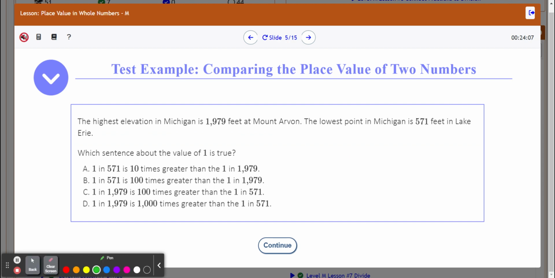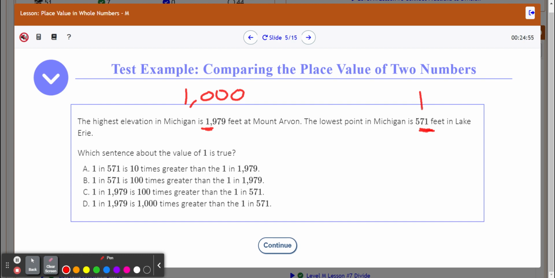Here it says the highest elevation in Michigan is 1,979 feet at Mount Arvon. The lowest point in Michigan is 571 feet in Lake Erie. Which sentence about the value of 1 is true? Again, let's look at the value of this digit 1. Looking at the first number, 1,979, the 1 is in the thousand spot. Since the 1 is in the thousand spot, the value is 1,000. Looking at the second number, 571, the 1 is in the ones spot. Therefore, the value of this 1 is just 1.